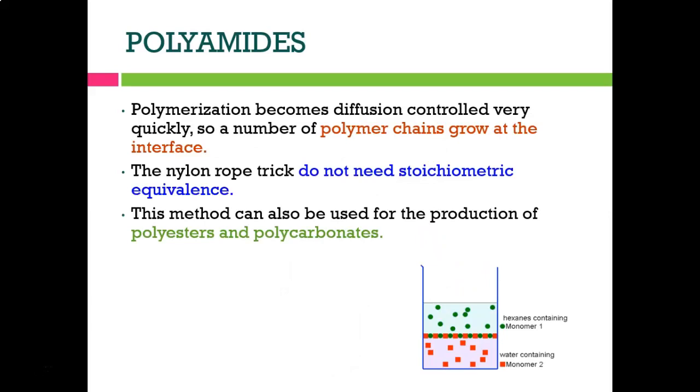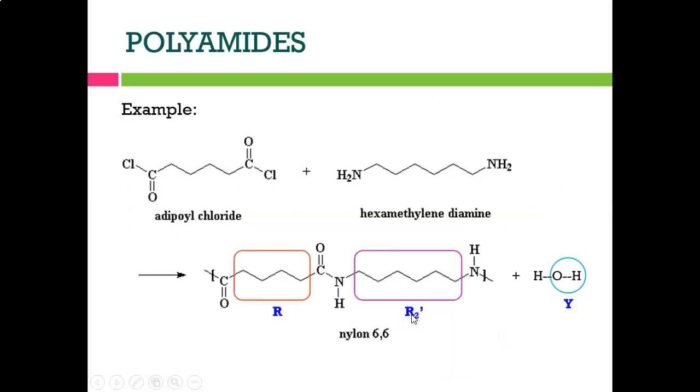Polymerization becomes diffusion controlled very quickly, so a number of polymer chains grow at the interface in the preparation of polyamide. So the nylon rope trick does not need stoichiometric equivalence. This method can also be used for the production of polyester and polycarbonate. This is the preparation of the nylon rope trick, involving adipic acid and hexamethylene diamine, which produces water as a byproduct at the bottom of the interface. This one is adipoyl chloride and hexamethylene diamine to produce nylon 66.